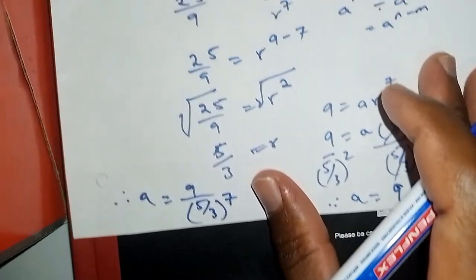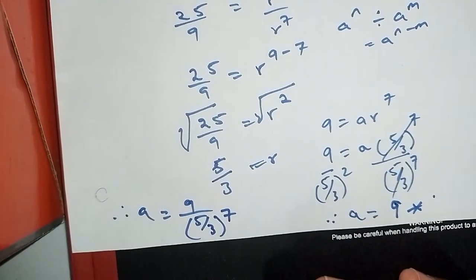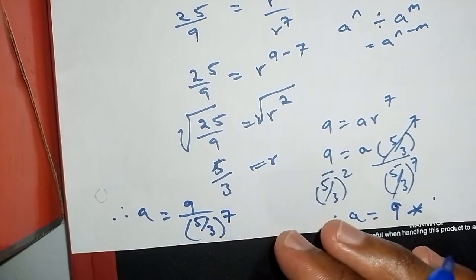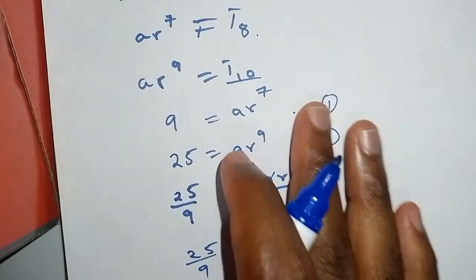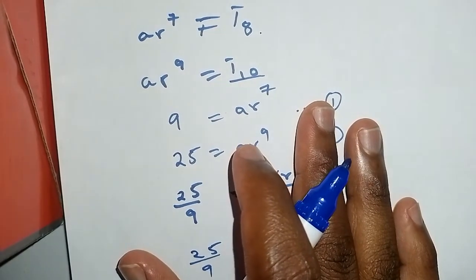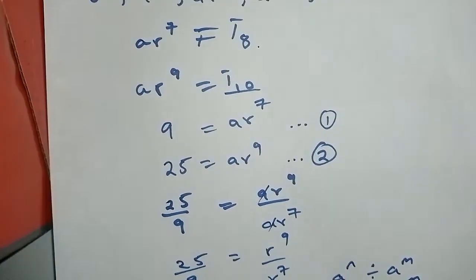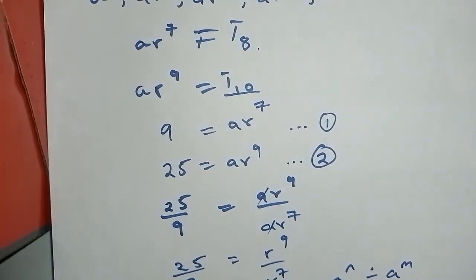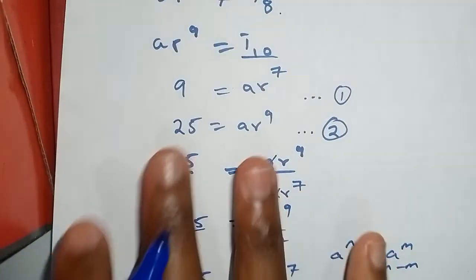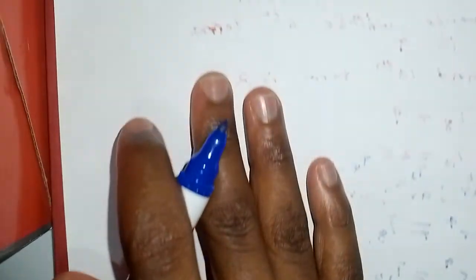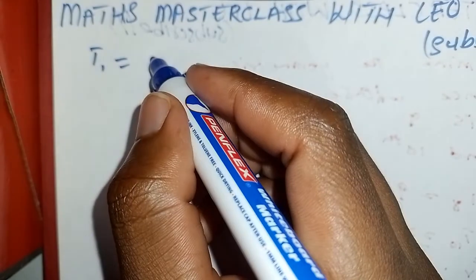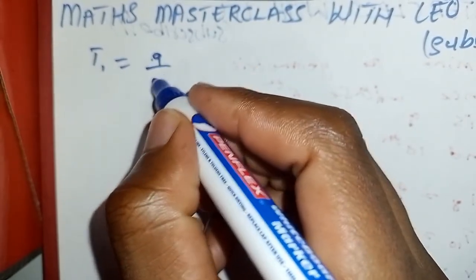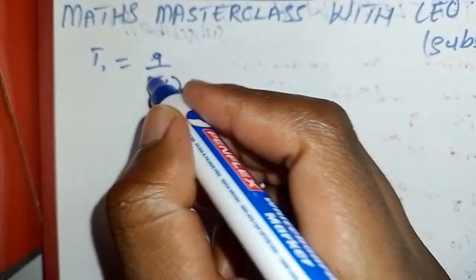Then they said determine the, what is the question again? Let's go back. Determine the geometric sequence. At least let's get 2 more terms so that we can have a sequence. Now we got a, which was our value of a. Then this is T1. T1 is 9 over 5 over 3 to the power 7.